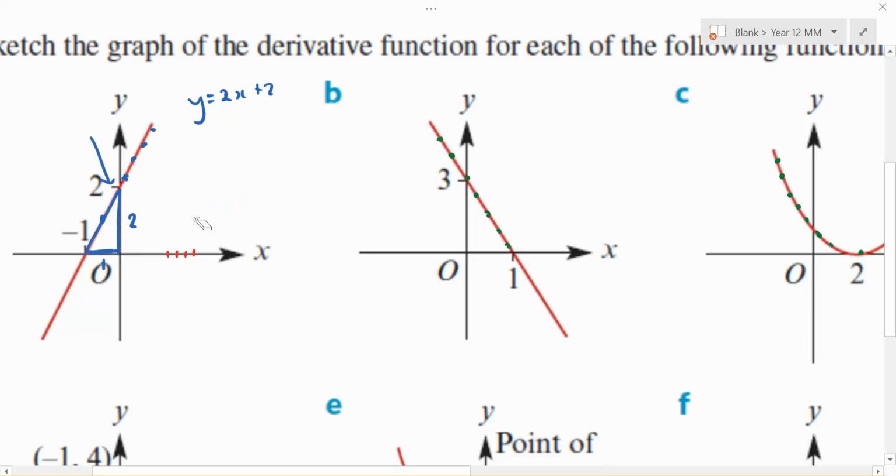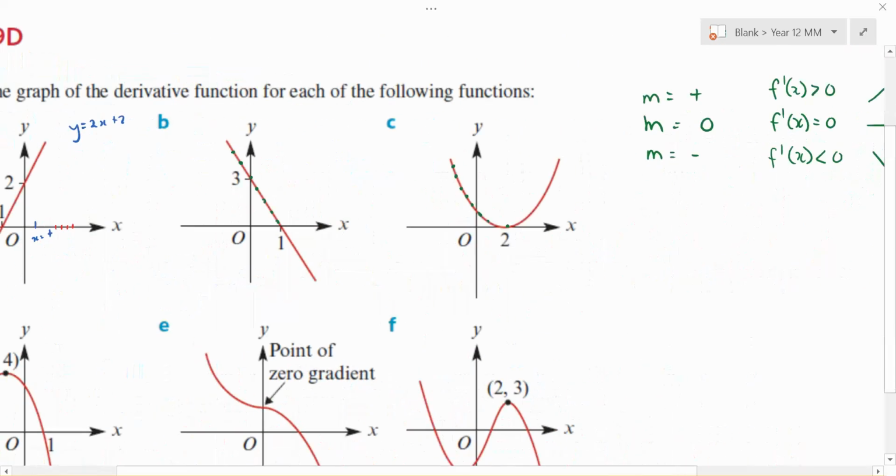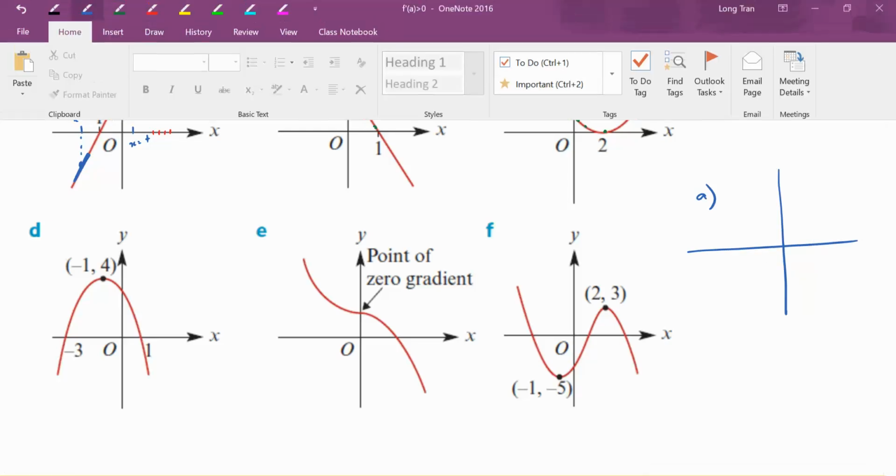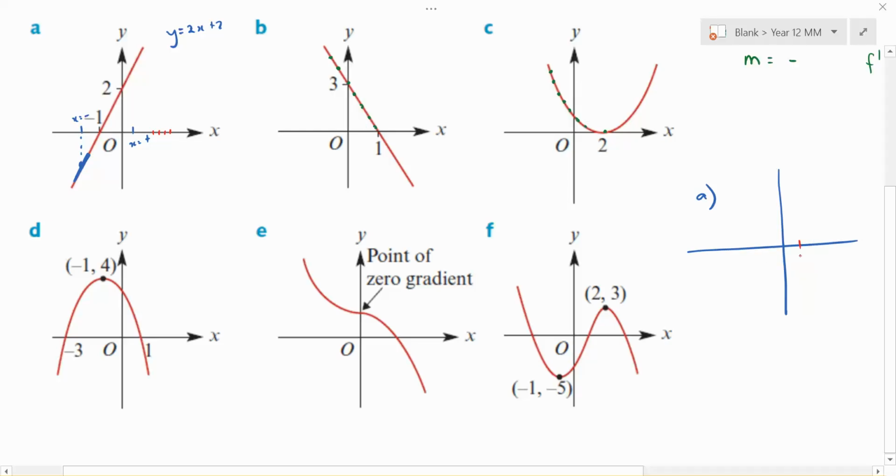So what we can see is that the gradient at every single point is going to be 2. Doesn't matter what x is, whether x is positive or negative, that tangent line has a gradient of 2. So what does that mean? It just means that when you sketch the graph for A, no matter what the x values are, when x is 1, the gradient's still 2. When x is 2, gradient still 2. When x is 3, gradient is still 2.